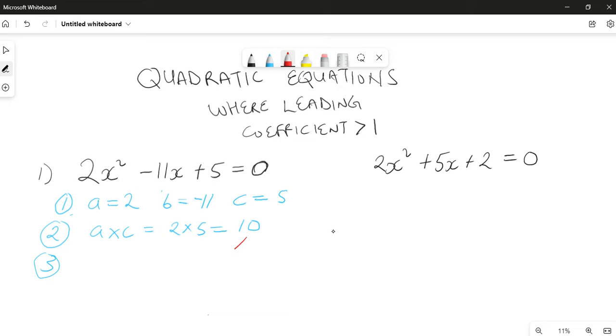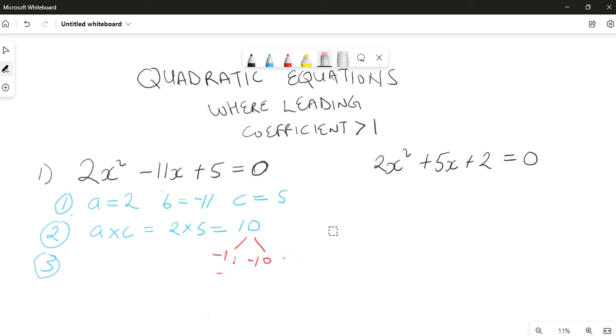So those two factors are going to be 1 and 10. Let's make 1 negative and this 10 negative. Negative 1 times negative 10, that gives us positive 10. Negative 1 plus negative 10, that gives us negative 11. So our two factors suit the condition.